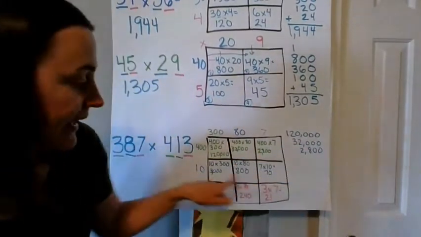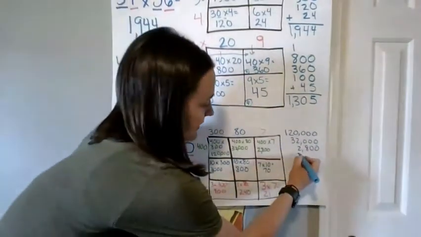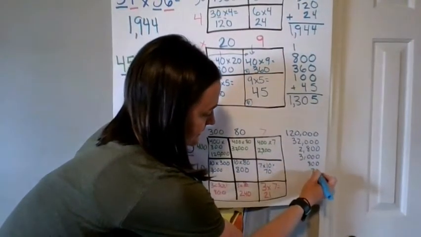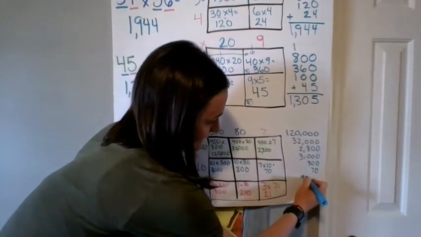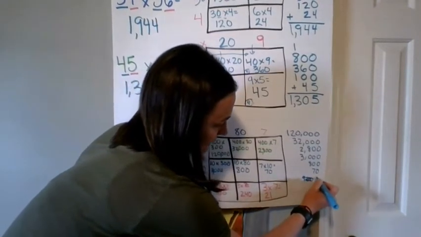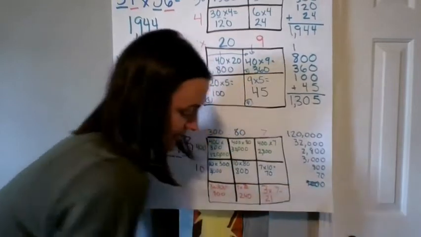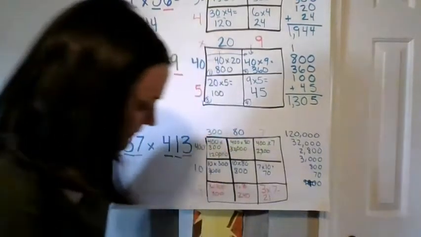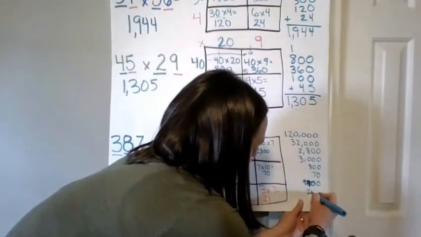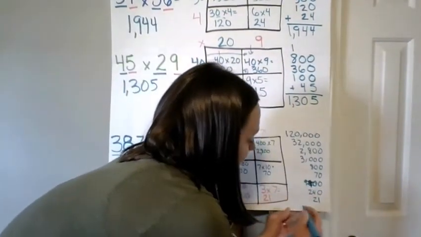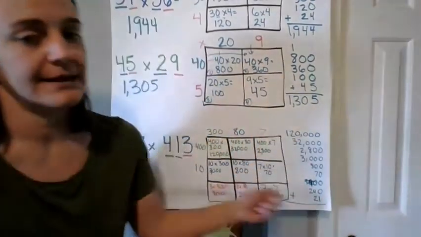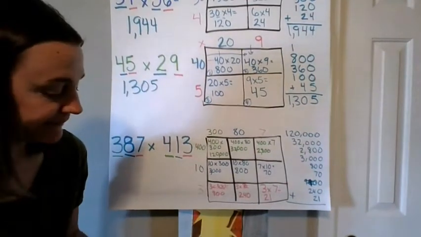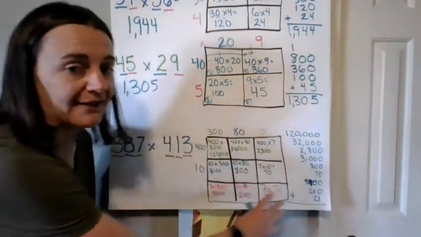And I would keep adding all these numbers, 3,000, 870, 900. Oops, didn't line up my place values. Try that again. 240 and 21. And I would add all of those up to get to my final answer, what 387 times 413 is. You might not be there yet, and that's okay.